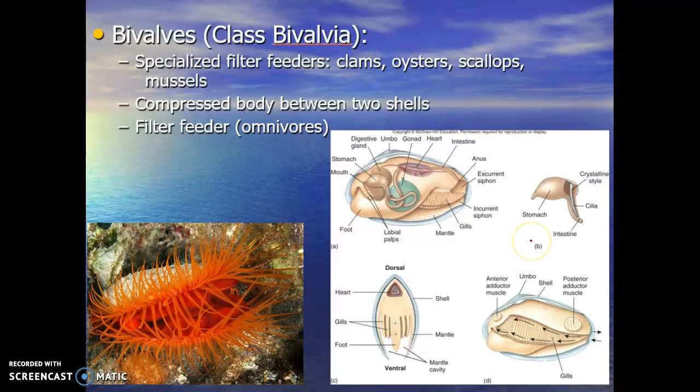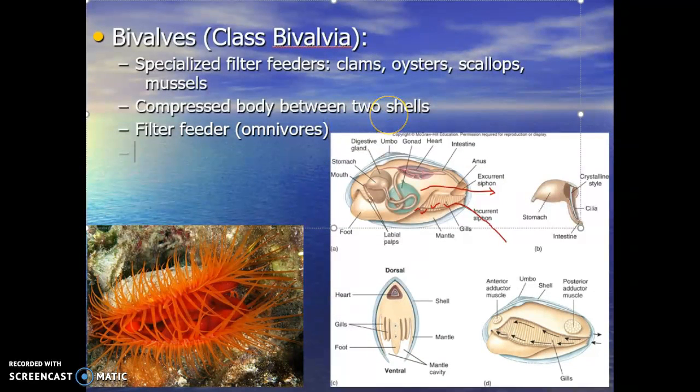There's an in-current siphon and an ex-current siphon. So we'll see water going in this way, goes through everything here. They filter it out, turn it around, and push it out that way. Now, some of the bivalves can actually squirt out water like a little jet propulsion and move themselves around. So it gives them a little bit of mobility, but in general, most of these bivalves are pretty stationary. They don't move a whole lot. Mostly sessile.